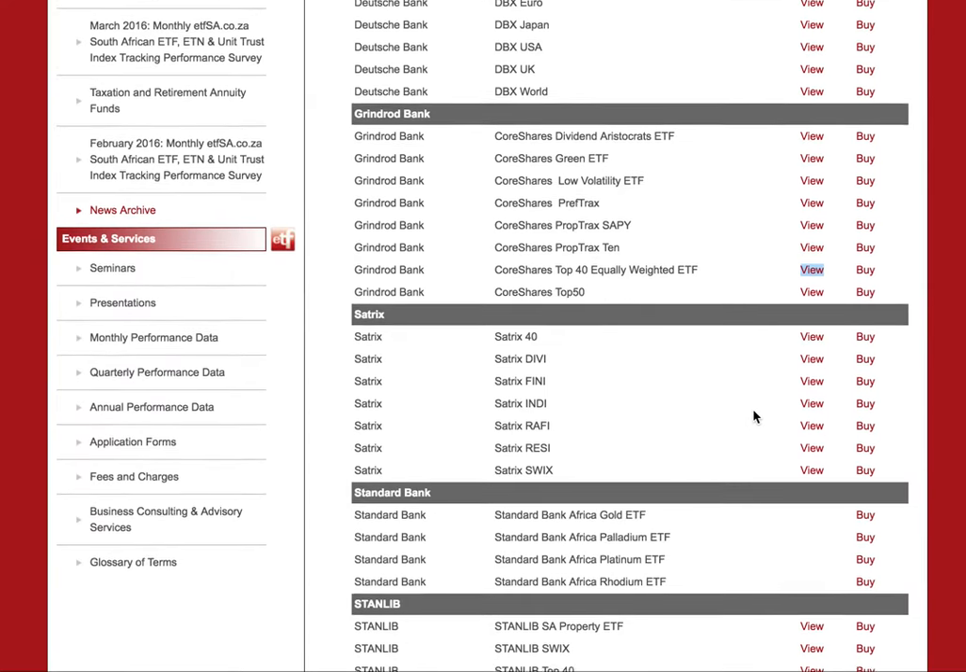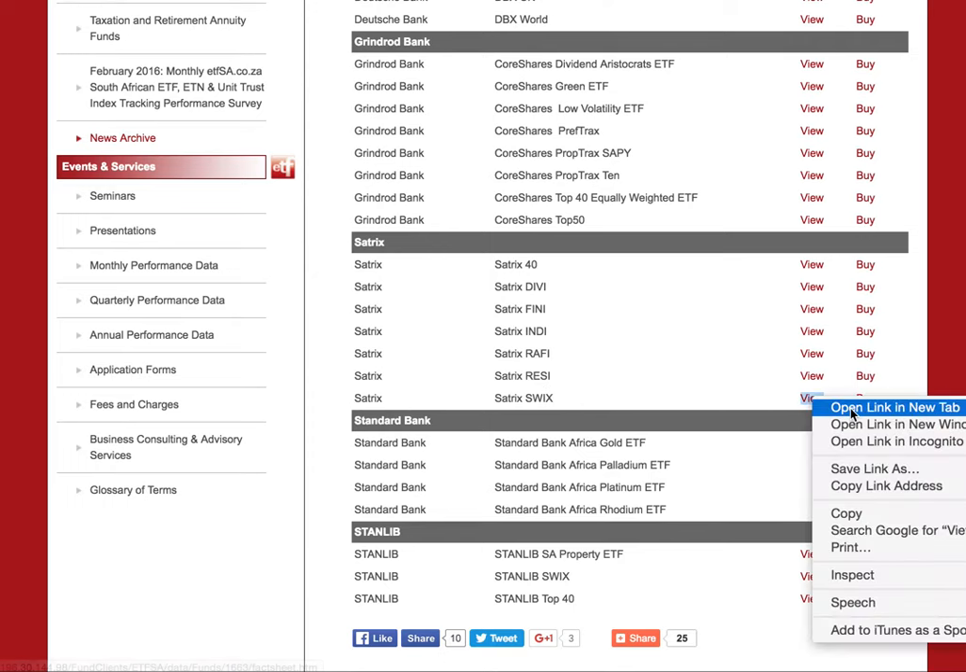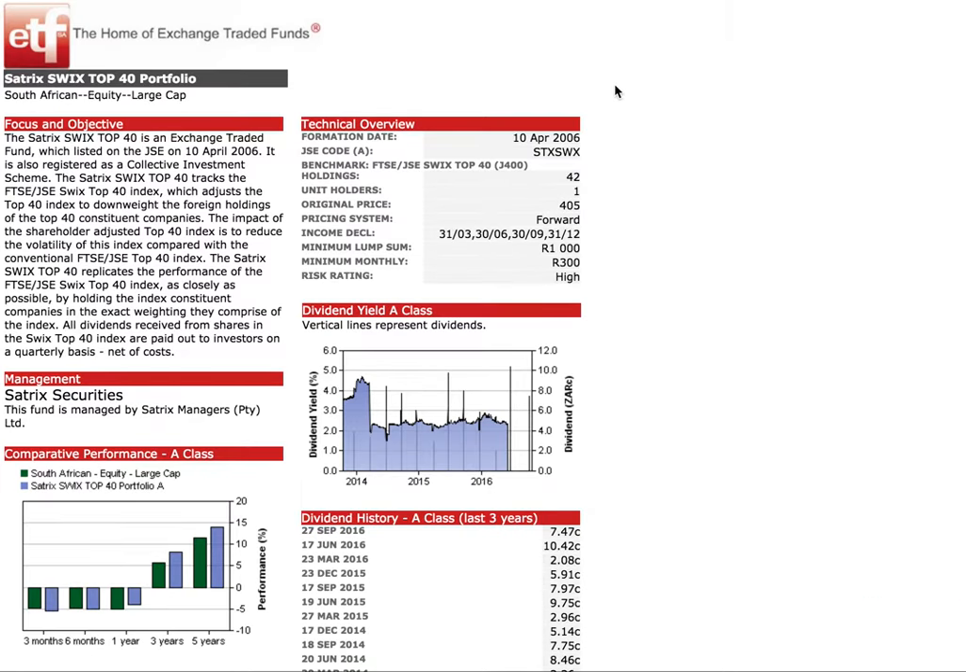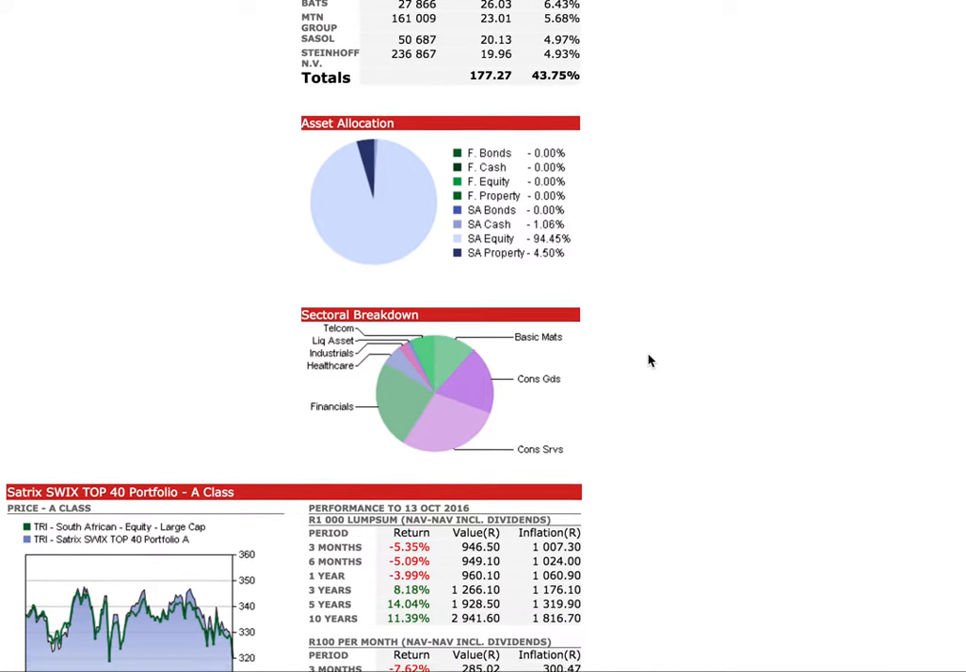What else should we check out? There's the Satrix SWIX. I think that's how you pronounce it. Now the Top 40 is by market cap. This one is shareholder weighted. Some shares have been allocated to strategic holdings, which means they're not available for the public to transact on. So what the SWIX does is it only uses the shares that the public can purchase. It's quite interesting to see how it's a little bit different.